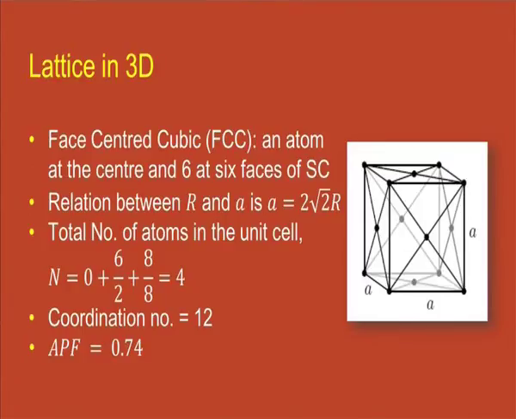The next 3-dimensional unit cell is face centered cubic, which has 8 atoms at 8 corners, and there are 6 more atoms on 6 faces of the cubic structure. The relationship for this unit cell for A and R is A is equal to 2 root 2 R. The total number of atoms in the unit cell is equal to 4 by following the formula discussed in the previous section, and the coordination number and atomic packing fraction for the unit cell are 12 and 0.074 respectively.